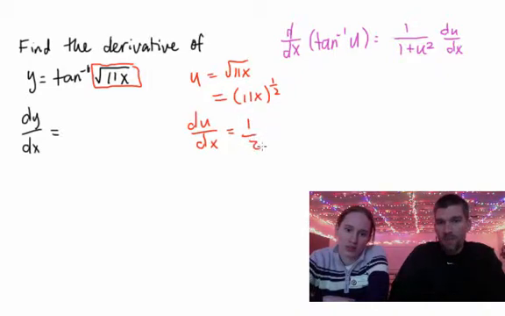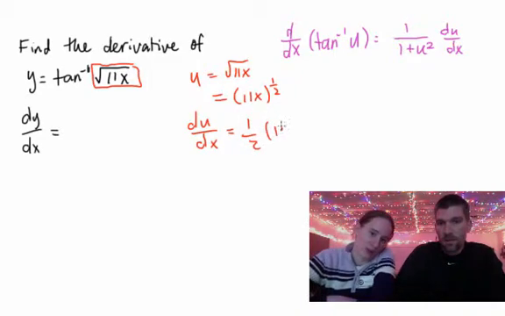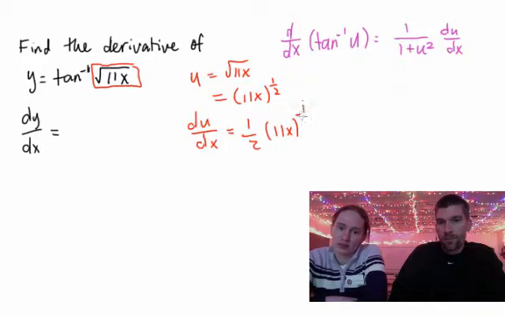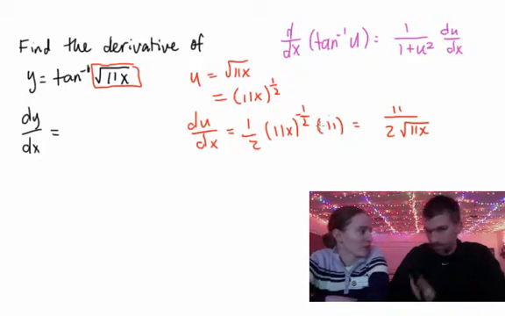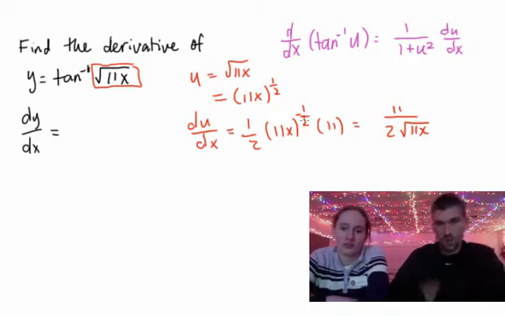So 1/2 times 11x, multiply and subtract the power, and then times the derivative inside, which is 11. So this would actually end up being 11 over 2 times the square root of 11x, because 11x to the negative 1/2, you just move it to the bottom and then it's got a square root.